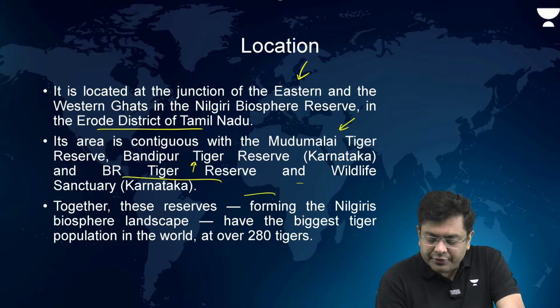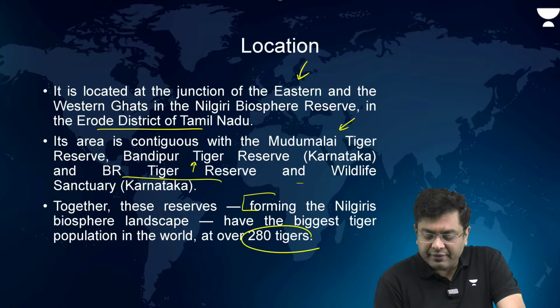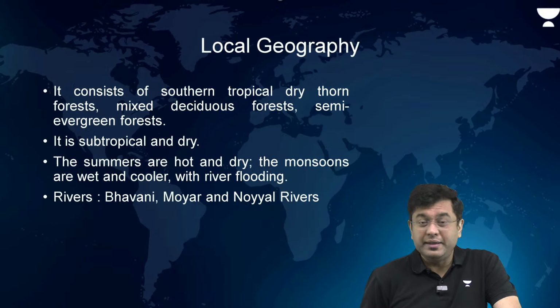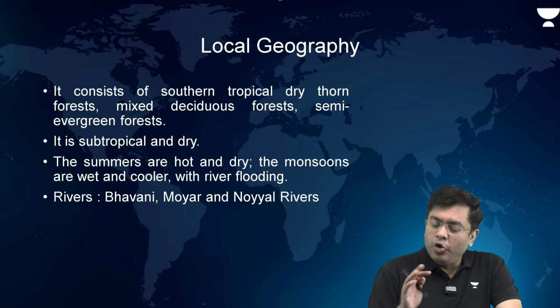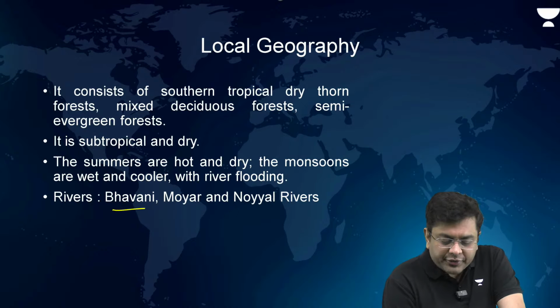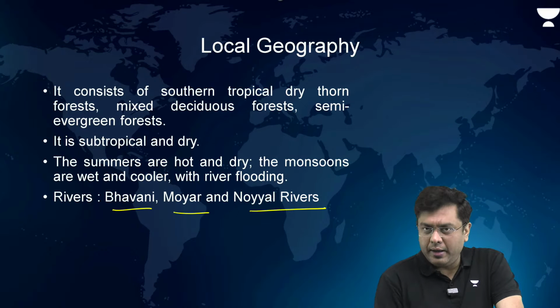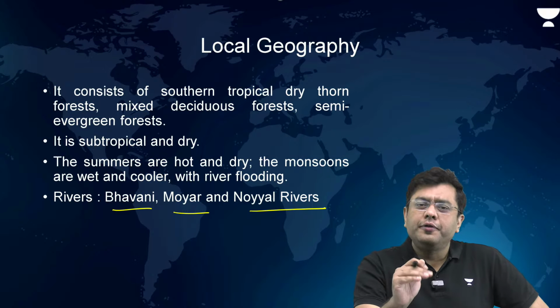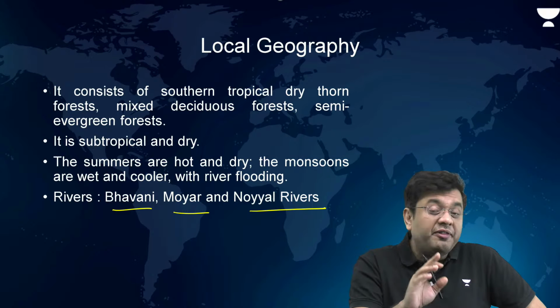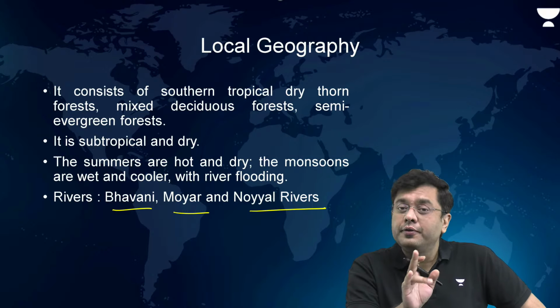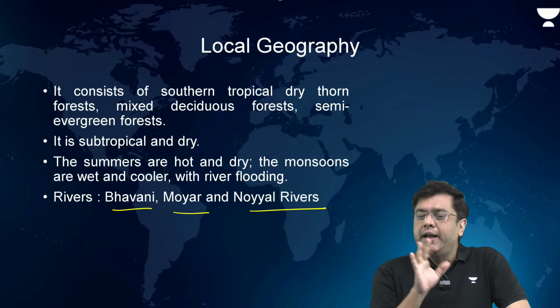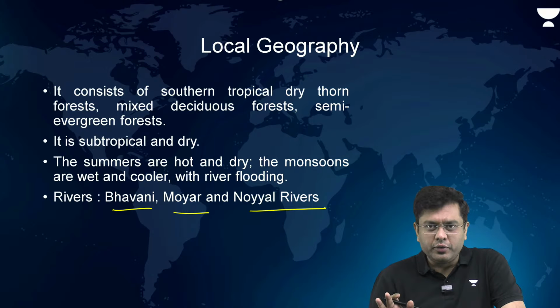Together, these reserves forming the Nilgiri Biosphere Reserve have the biggest tiger population across the world at over 280 tigers. That is the most massive. Now, local geography, rivers Bhavani, Moyar and Noyal. Now, Moyar is the one which drains through the region of Bandipur. Bhavani is a tributary of Kaveri. Like that, you can also serve the interest or the requirement of places in news.